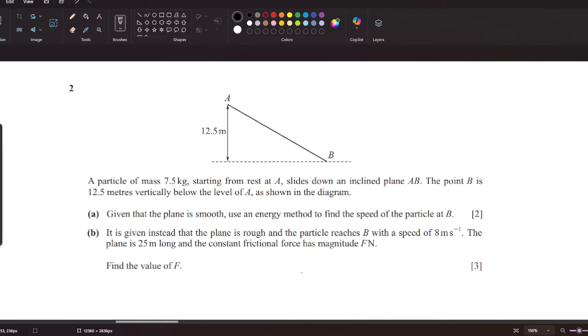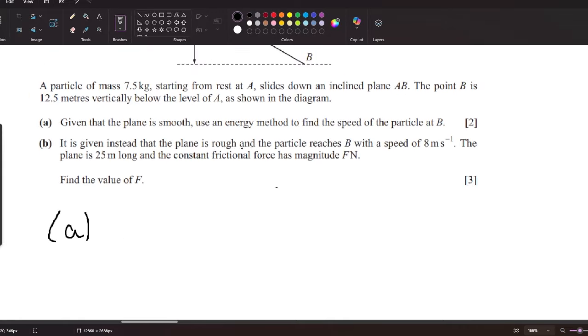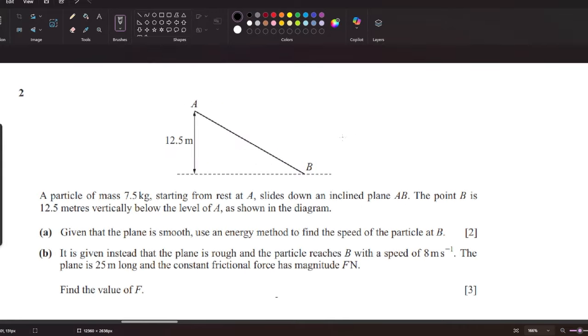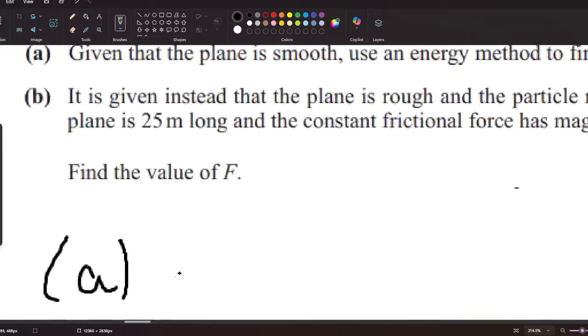A particle of mass 1.5 kg, starting from rest at A, slides down a plane to point B. Point B is 12.5 meters vertically below the level of A as shown in the diagram. Part A: given that the plane is smooth, use an energy method to find the speed of the particle at B. So we can just ignore the friction because the surface is smooth.